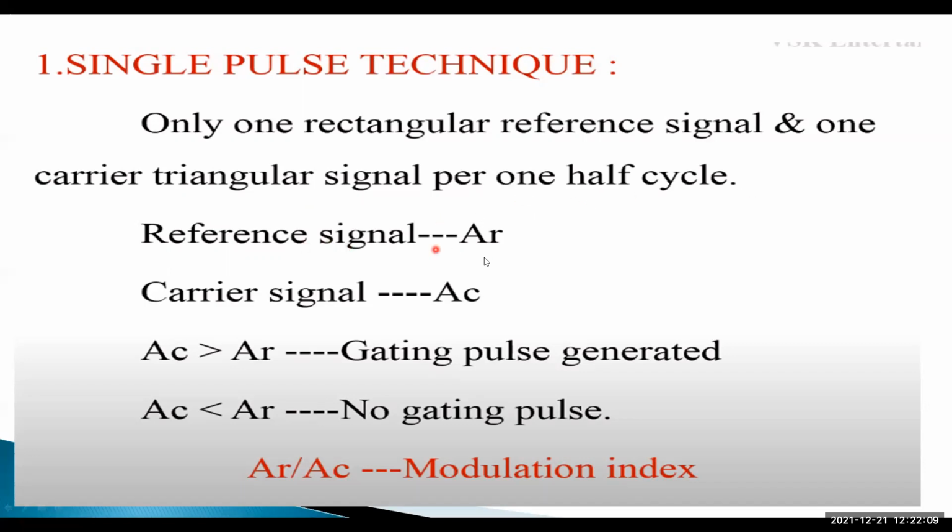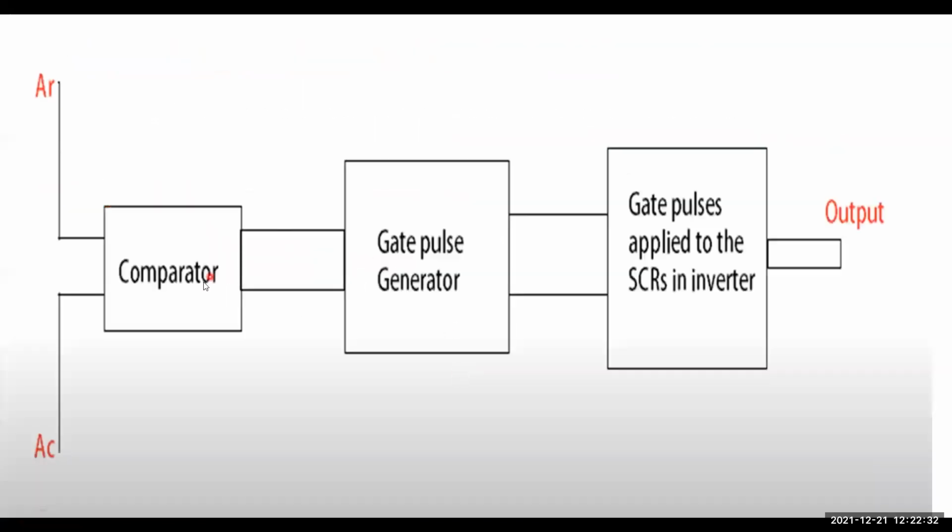The reference signal is denoted by AR, or in some cases VR. The carrier signal is called AC or VC. In the single pulse technique, if the carrier signal is greater than the reference signal, a gate pulse is generated. Try to understand: the comparator compares the two signals, the reference signal and the carrier signal.